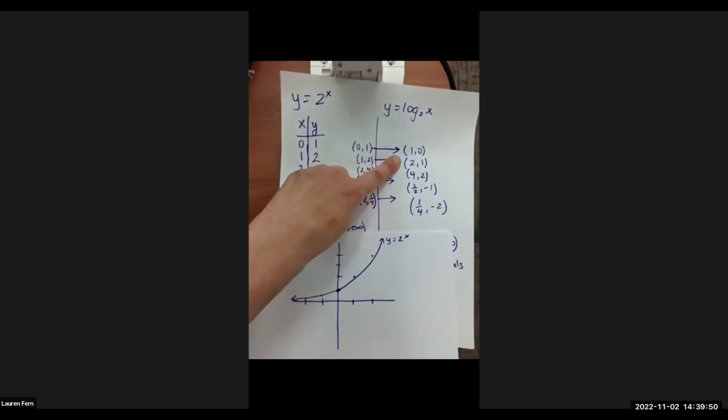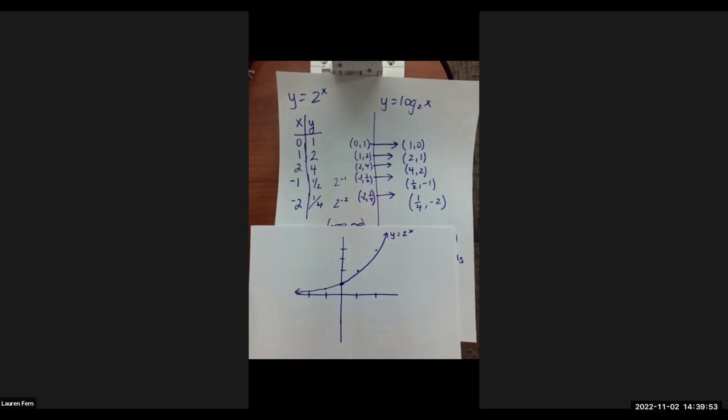I'm now going to plot the ordered pairs for my log. I'm at 1, 0. I'm at the ordered pair 2, 1. I'm at the ordered pair 4, 2. Then I have the ordered pair 1/2. I'm down at negative 1. At 1/4, I'm down at negative 2. This is what your log function looks like.